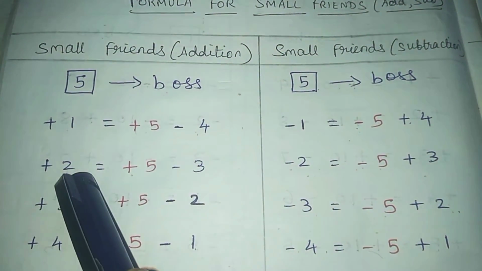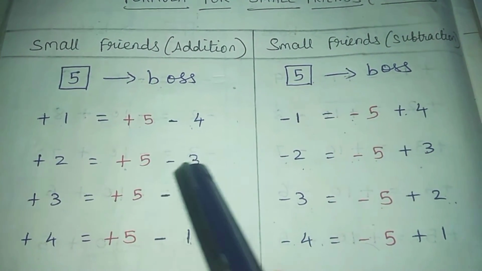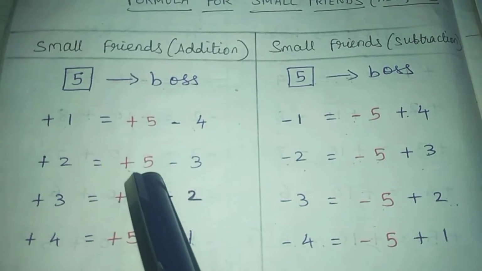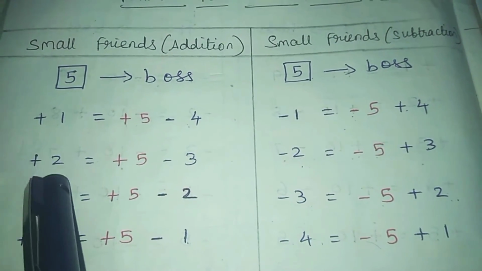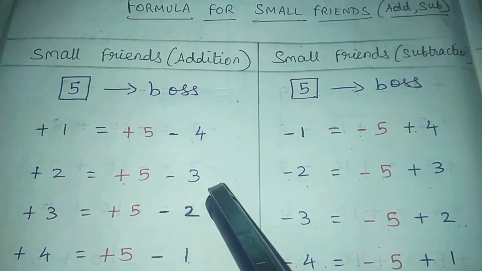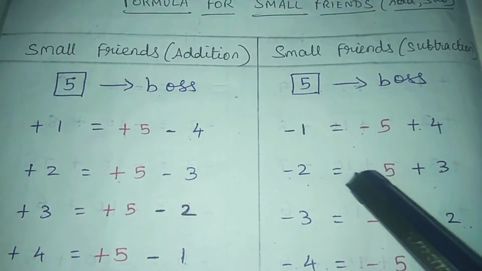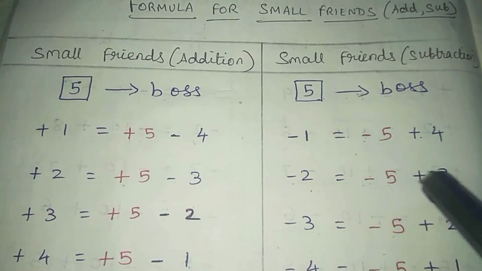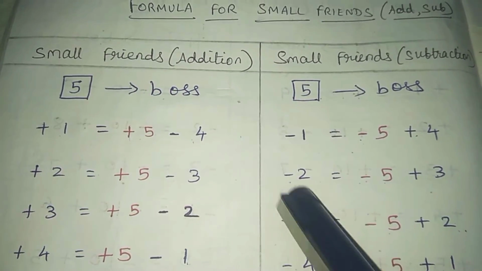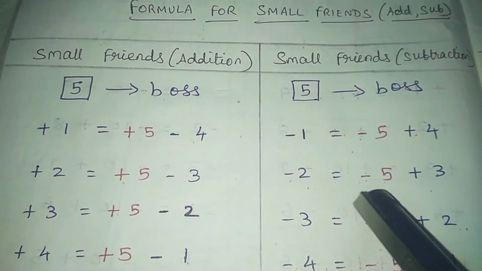Plus 2 equal to plus 5 minus 3. 2 plus 3 equal to 5. So one friend is in plus, another friend should be in minus. Add boss here. Here minus 2 equal to minus 5 plus 3. One friend is in minus, another friend should be in plus. Boss will be minus in subtraction.